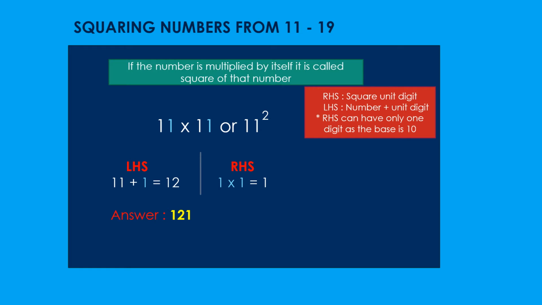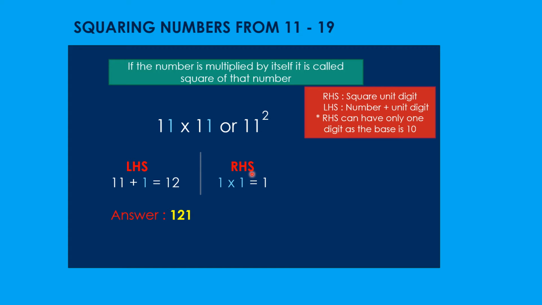First example, 11 times 11 or 11 square. So that's how you write the square. Here we get our answer in two parts, right hand side RHS and left hand side LHS. Let's see what we do at LHS. At LHS, you add the number with the unit digit of the number. Here the number is 11. 11 plus what digit is at the unit place? 1. 11 plus 1 is 12. So you get your LHS.